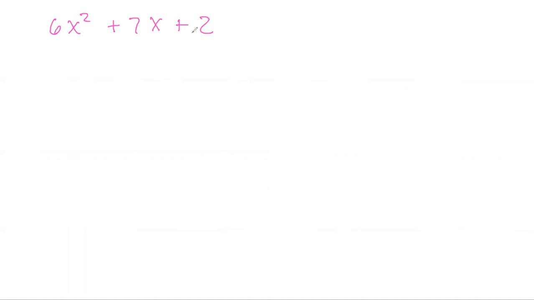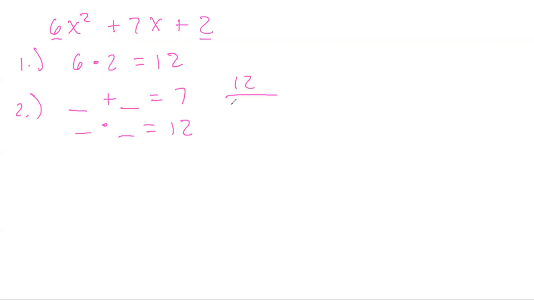Okay, so here I can't really take anything out, so I can just go straight away into multiplying my 6 and 2. So 6 times 2 is 12. My second step, I look at two numbers that add up to 7 and multiply to 12. Looking at my factors, so 1 and 12, 2 and 6, 3 and 4. So I can use 3 and 4.